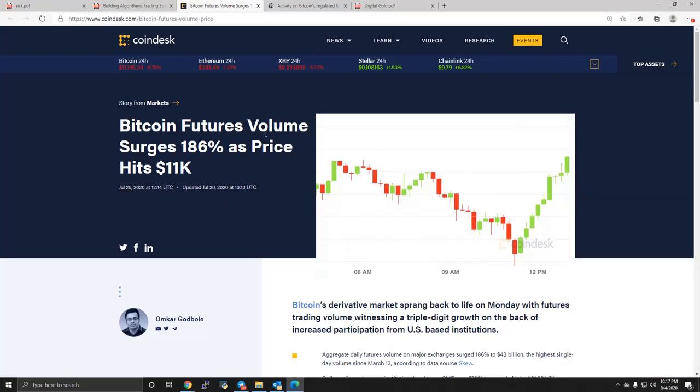Bitcoin futures volumes surge 186% as the Bitcoin price crossed 11,000. Basically what we're seeing here is that Bitcoin derivatives markets, or Bitcoin futures markets, are really starting to be in play as the Bitcoin spot market begins to gyrate up and down and volatility increases. So futures markets are being used to hedge spot market positions. They're being used to hedge options positions, which those markets are also really starting to pick up in volume. And Bitcoin futures markets are also used to take speculative positions on the direction of Bitcoin, of the underlying asset.